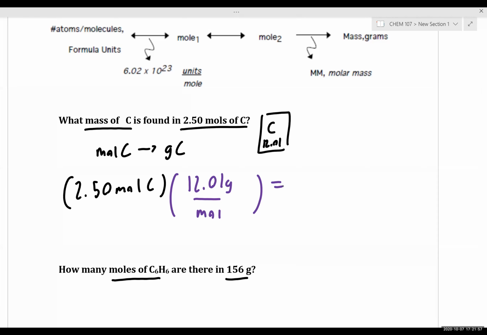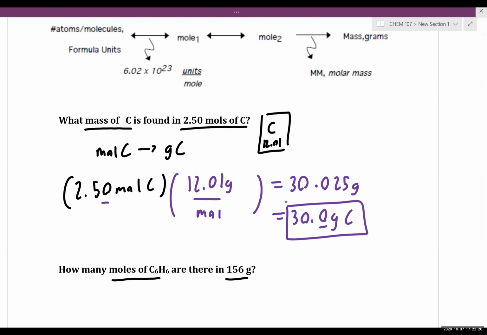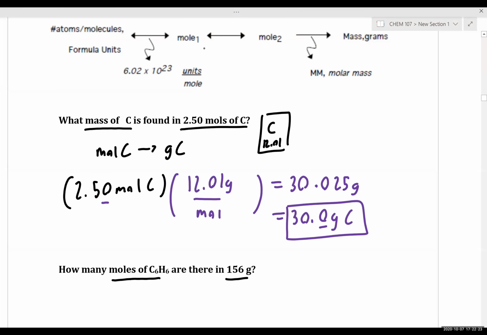12.01 times 2.50. That in turn gives us a mass of 30.025 grams that we immediately round to 30.0 grams to respect that our input has a total of 3 significant figures. Does this first question make sense? Overall, all of the responses I got in the chat for this first problem were perfect.